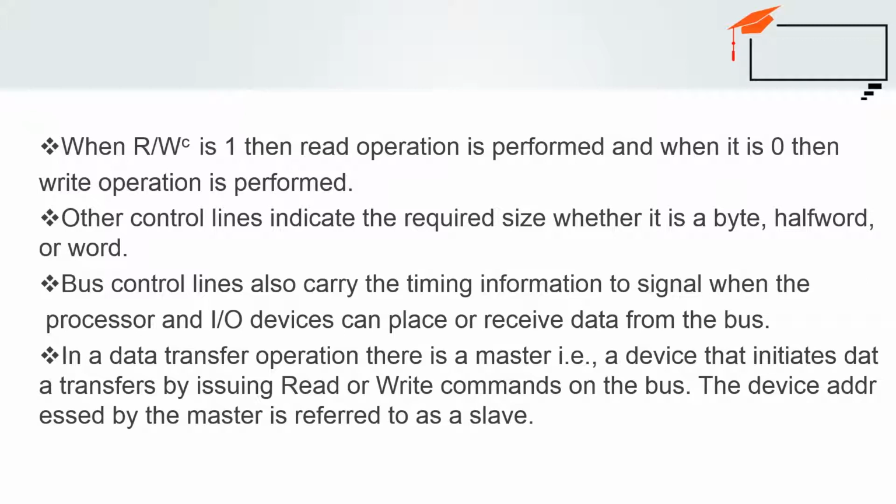In a data transfer operation, there is a master, that is, a device that initiates data transfers by issuing read or write commands on the bus. The device addressed by the master is referred to as a slave.